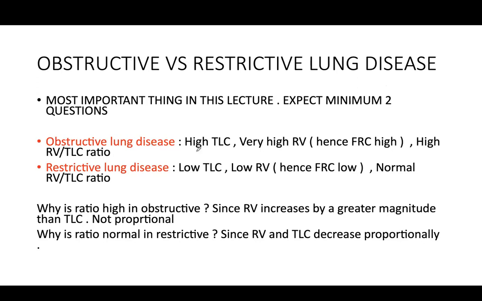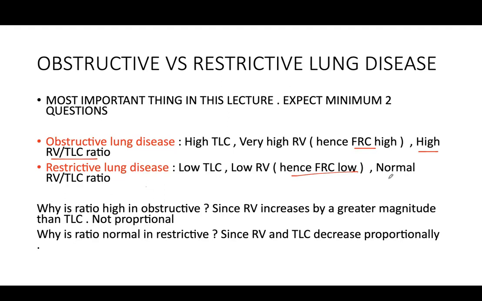So obstructive lung disease is when you have a high total lung capacity, very high residual volume, which also increases the functional residual capacity, because that's RV plus ERV. And then you have a high residual volume to total lung capacity ratio. Restrictive lung disease is low total lung capacity, low residual volume, which also means the FRC is low, because FRC is RV plus ERV, and normal RV over TLC ratio.